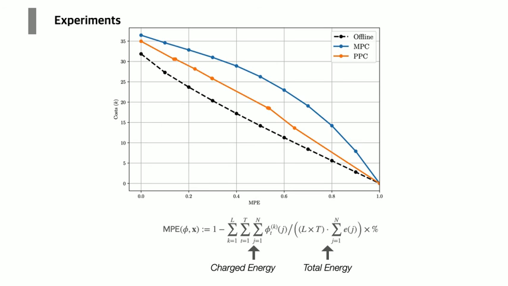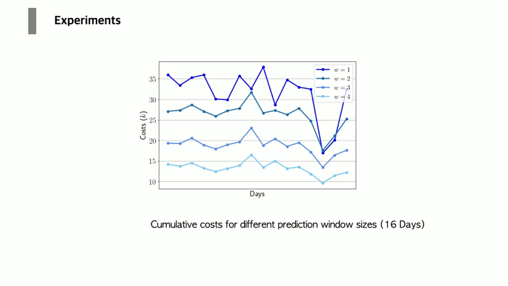In this figure, we compare with an MPC algorithm running with no terminal function. The violation of constraints is defined as the mean percentage error, which is the percentage of uncharged energy. We vary the MPE and plot the costs. We can see that with the flexibility feedback learned by the reinforcement learning algorithm, even with no access to the full states of the system, the costs of the penalized predictive control are still smaller than those of the MPC. This final figure shows that when we increase the prediction window size, the total cost decreases.